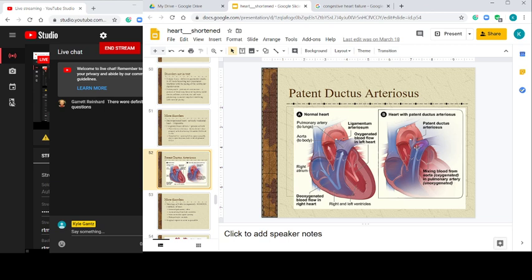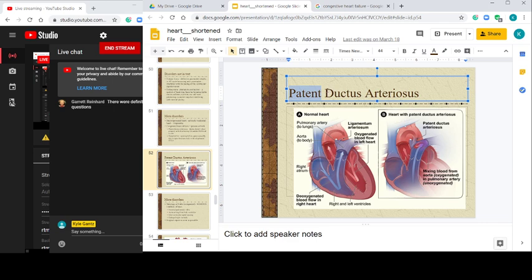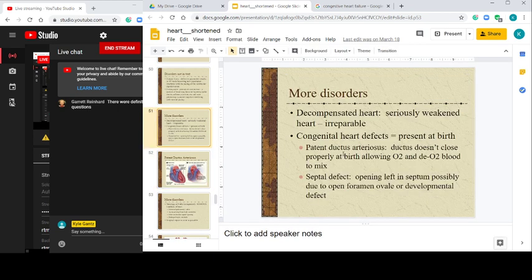We're either going to try to oxygenate oxygenated blood already because it's going to go to the lungs, or we're taking deoxygenated blood, putting it in with oxygenated blood, and sending it around the system again, which is not good. Okay? So patent basically means left open. Duct artery, right? So an artery duct that's left open. Normally it closes when we take our first breath.